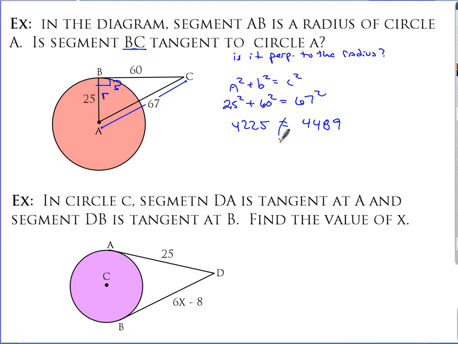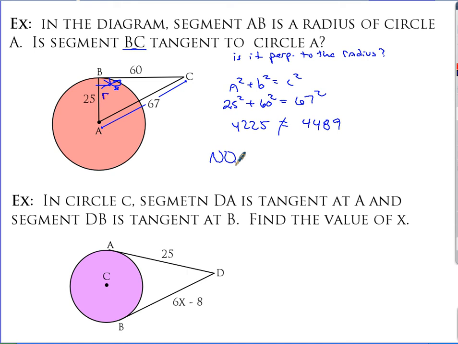Anyway, this is not equal, so what's that mean? This is not a right angle, so that means these are not tangent. So the question, is this tangent? No. Does that make sense? How do we define if it's tangent? Well, we just got to check, is this a right angle? Is it perpendicular to the radius?